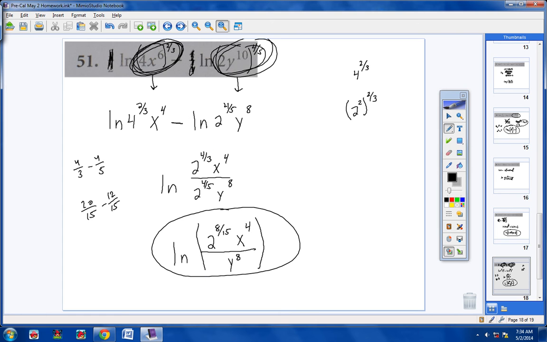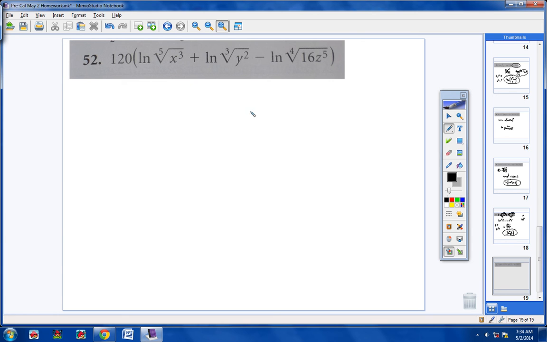All right, moving on to the last one, number 52, and we're finally done. So I'm sure they're going to end with a really good one here, okay? All right, well, the fifth root of x to the third would be the same thing as the natural log of x to the 3/5 plus the natural log of, well, the cube root of y squared would be the same thing as y to the 2/3 power minus the natural log of, let's be careful with this, okay?